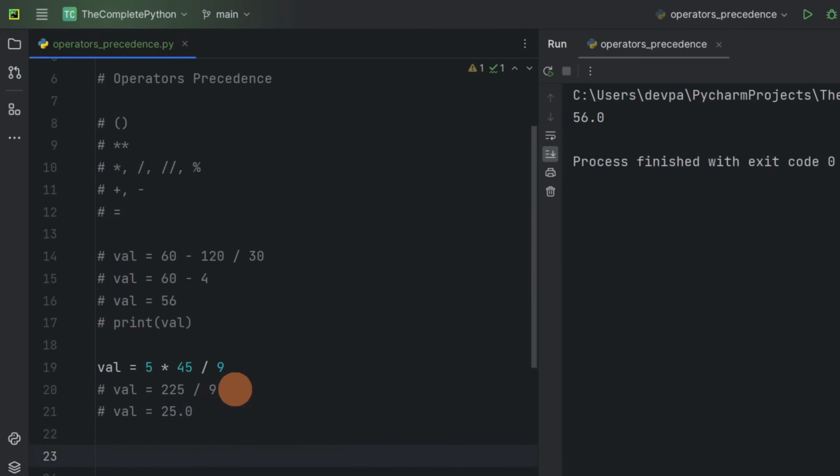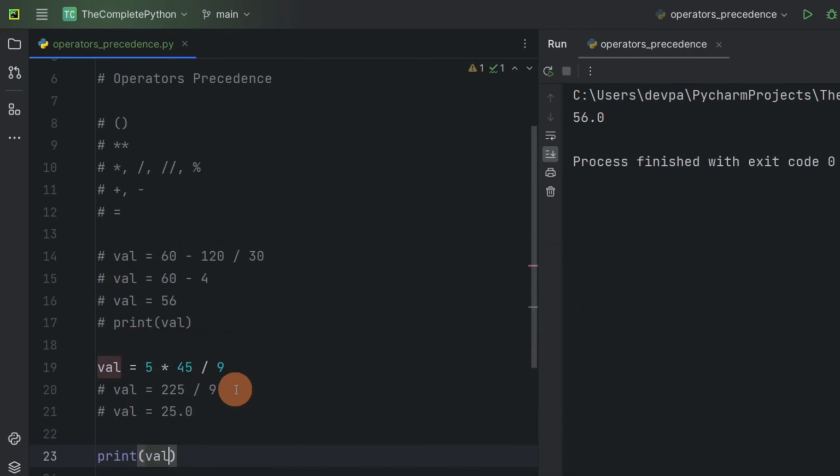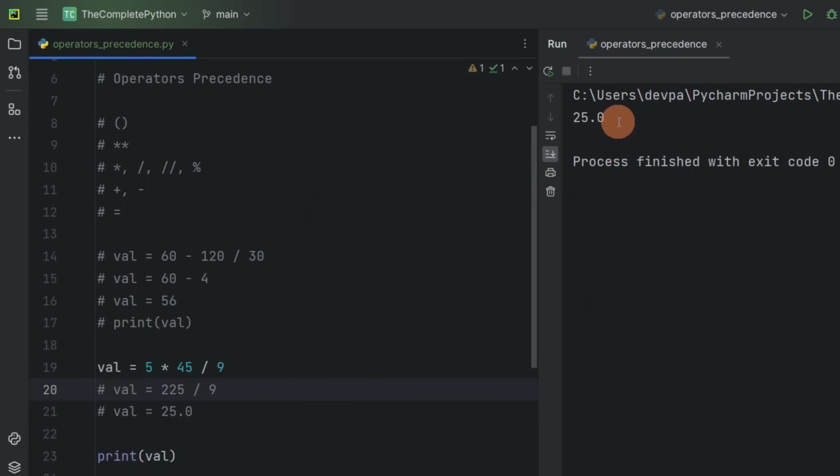Next, let me display the value that the variable val is storing. Now if I run the program, you can see val is storing 25.0. So remember, when both operators have the same precedence, whichever appears first, we simplify that operator first. In this expression, since multiplication is coming before division, first we are performing multiplication.